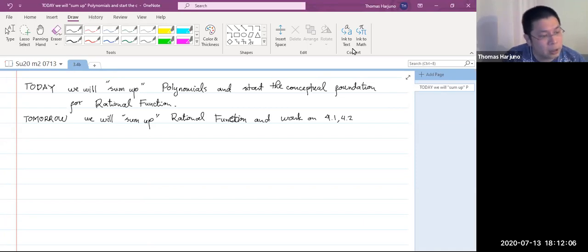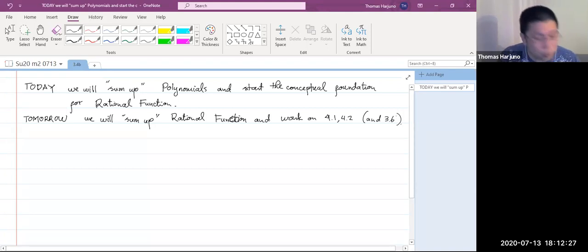Okay, and tomorrow, after we finish chapter 3, rational functions, that's the last section of chapter 3, I will go on to 4.1 and 4.2. Oh, I may do a bit of variations on 3.6, but that's supposed to be easy stuff.